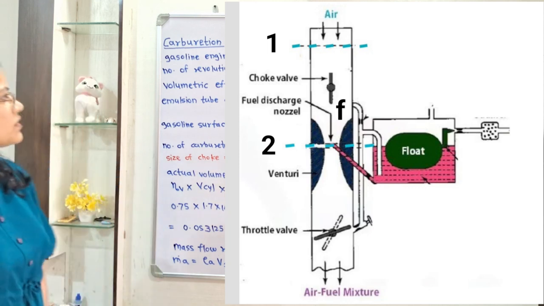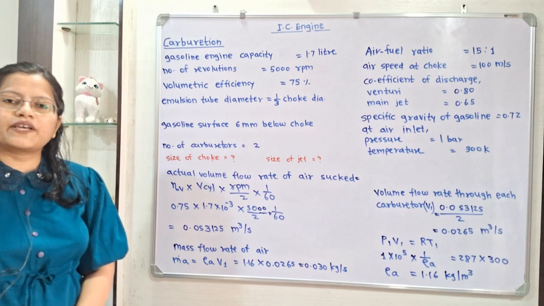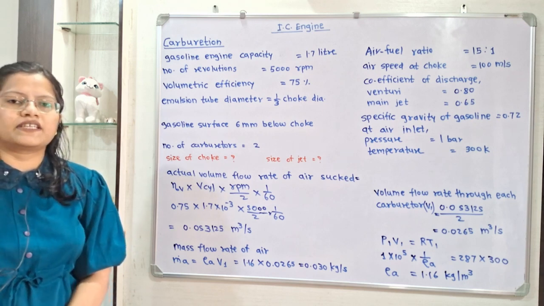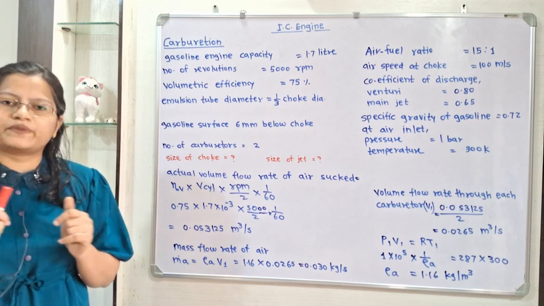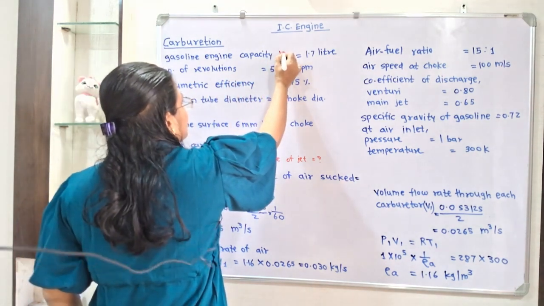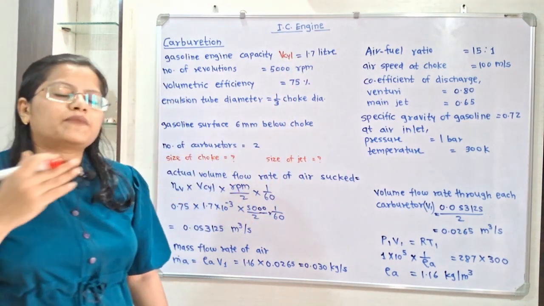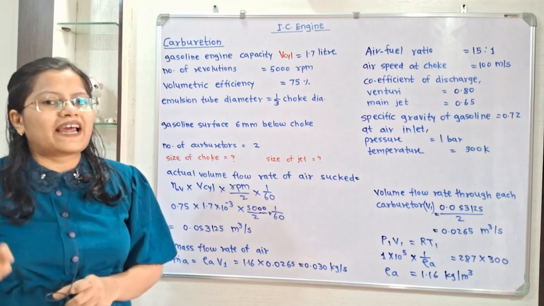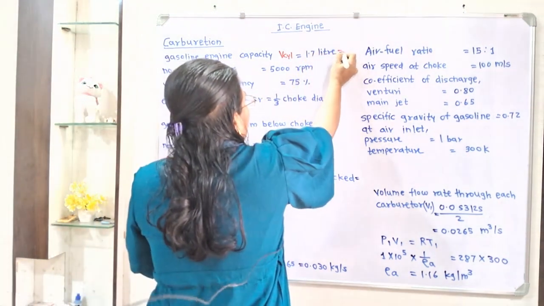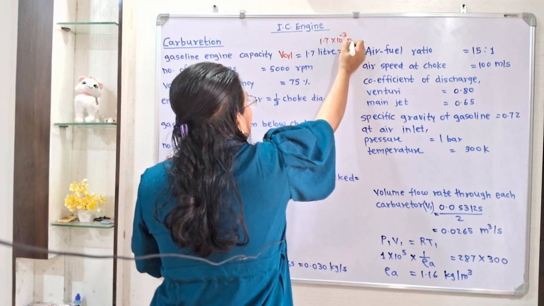If we observe the given data, gasoline engine capacity is given as 1.7 liter. So this engine capacity is known as the volume of the cylinder, and we will give here the notation V cylinder. It is always measured in meter cube, so the standard unit is meter cube. So how to convert? It is equal to 1.7 into 10 raised to minus 3 meter cube.